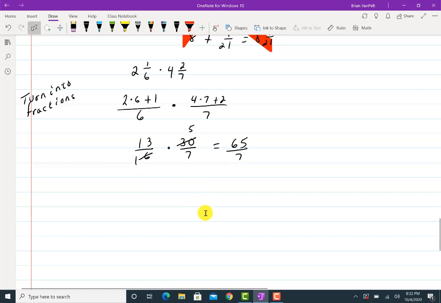Generally speaking, if you're given a problem with mixed numbers, they'll want you to write your final answer as a mixed number. So right now, while 65 over 7 is a correct answer, I might want to write my final answer as a mixed number. So I go 7 into 65. 7 doesn't go into 6, but 7 goes into 65 9 times.